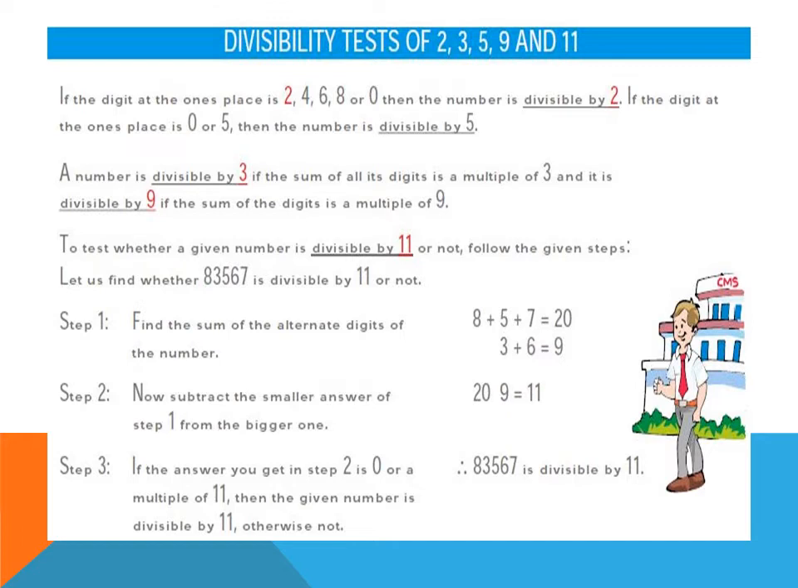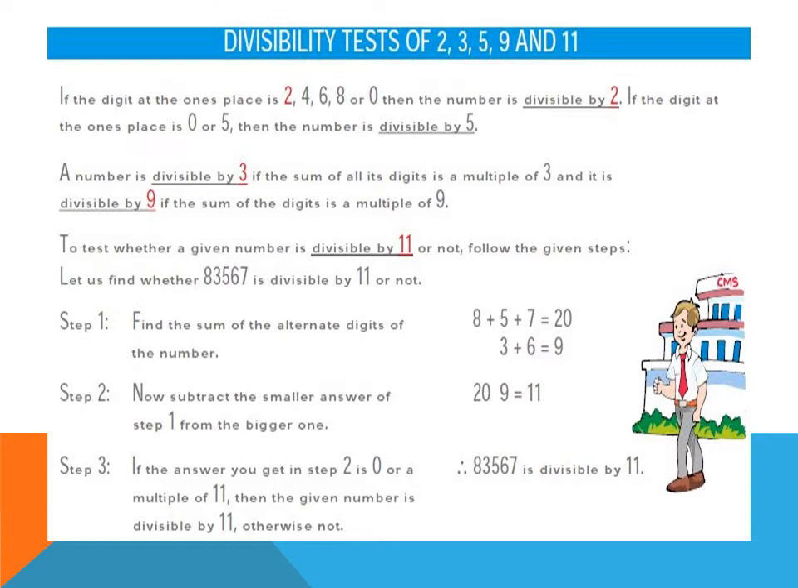Here we are considering the number 83567. Now, what we will do is add the alternate digits separately. Consider 7 as the first place, 6 as the second, 5 as the third, 3 as the fourth and 8 as the fifth position. So we will add the first, third and fifth position digits. That means 7 plus 5 plus 8 gives us 20, and we will separately add the even-position digits, that means the second and the fourth position. 6 plus 3 gives us 9.